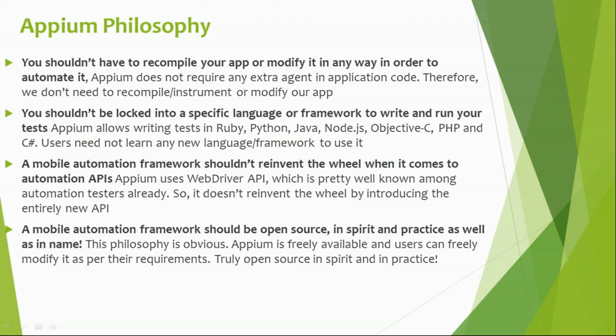So as I told, this is the philosophy of APM. You should not recompile your application or modify it in any way in order to automate it. So you know what recompiling is: removing the developer certificate and injecting the tester certificate to gain access to the application. APM doesn't need you to do that. You can test your application as it is. That means you can download an application from the Play Store, like the Amazon application, and test it as it is with your mobile devices.